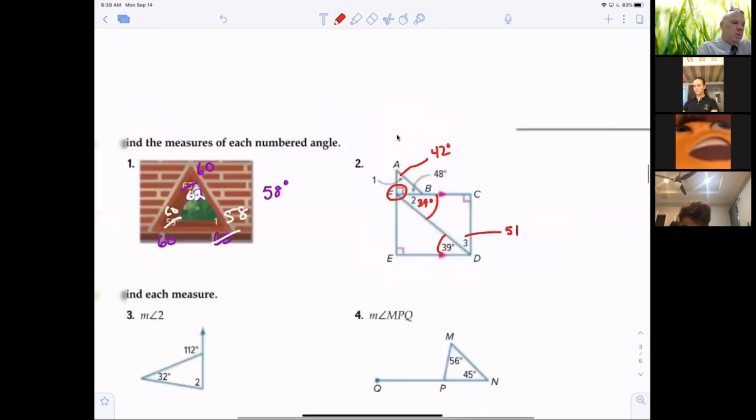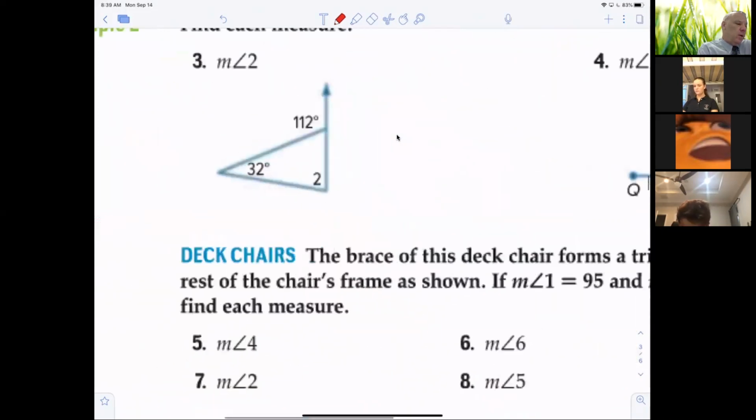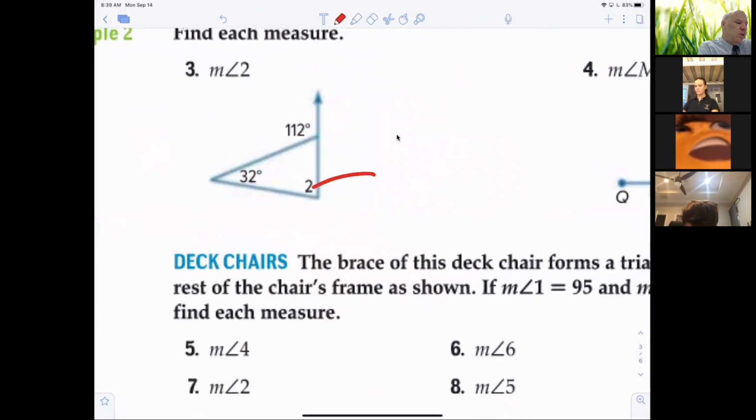No issues? All right, question number 3. All right, automatically, what's angle 2 going to be? How did you get that? 112. Say it. Well, yeah, here's a good. So he's saying this can be 68, right? Yeah. And then you add those two up and subtract from 180. But we could also use the exterior angle sum, right? This 112 is equal to 32 plus angle 2. So we can just do 112 minus 32.